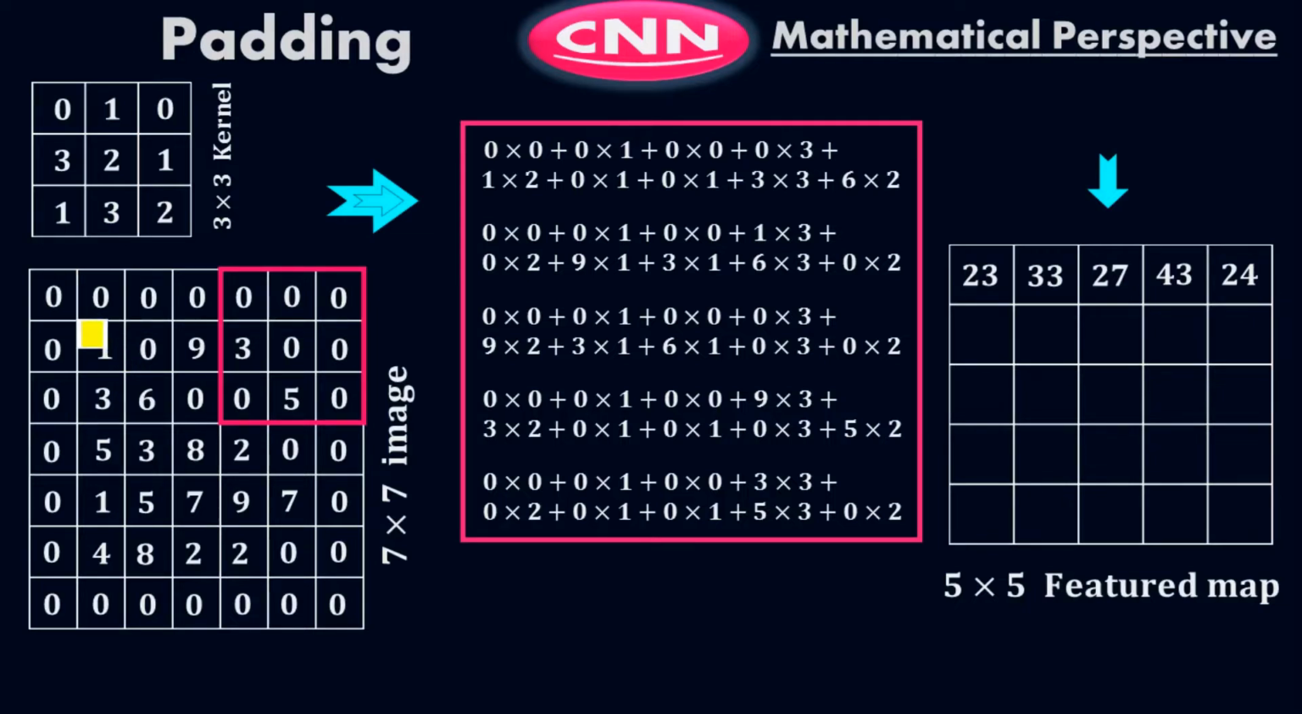Now look at here, all the columns and all the rows of the original image have been covered 2 times. So they have been covered equally now. Therefore, we can say that we have preserved all the information.